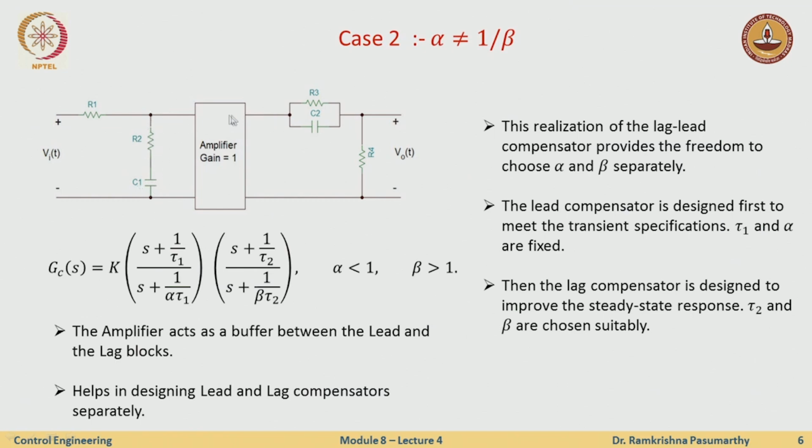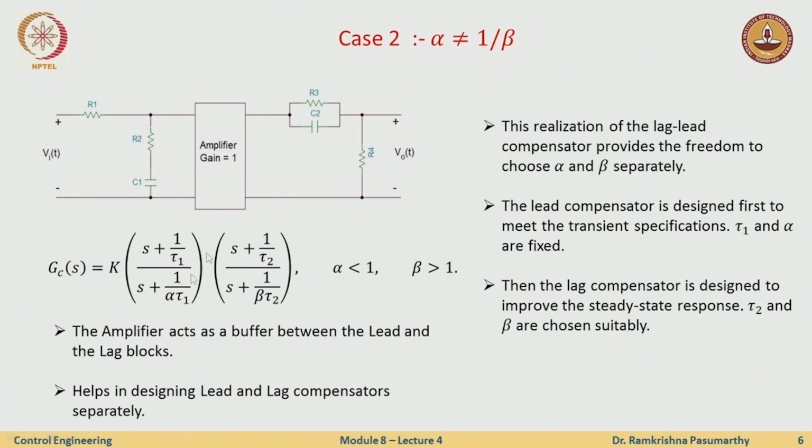So if I just remove this amplifier and plug this in here, this will not be the overall transfer function, as we saw in one of our very earlier lectures when we were deriving transfer functions. So what I put here is an amplifier of gain 1 in such a way that the overall transfer function is now just the transfer function of this multiplied by the transfer function of the lag compensator here.